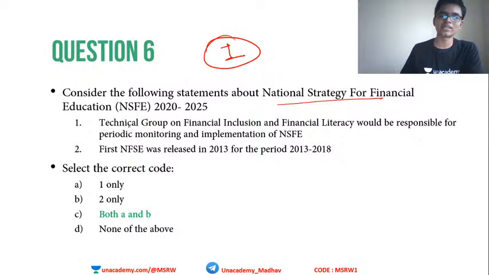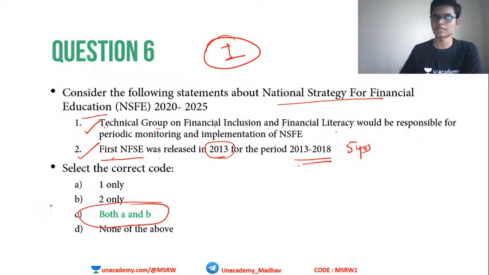So both the statements are right. National Strategy for Financial Education. Actually, it's the Technical Group on Financial Inclusion and Financial Literacy that would be responsible for monitoring this. It's a factual statement. This is correct. The first NSFE was released in 2013 for a period of 2013 to 18, a 5-year period. So this is also correct. Both these statements are right. The correct answer is option C. This is highly based on facts only, a factual question. So it is not easy to guess either. You have to know it if you have to answer this.